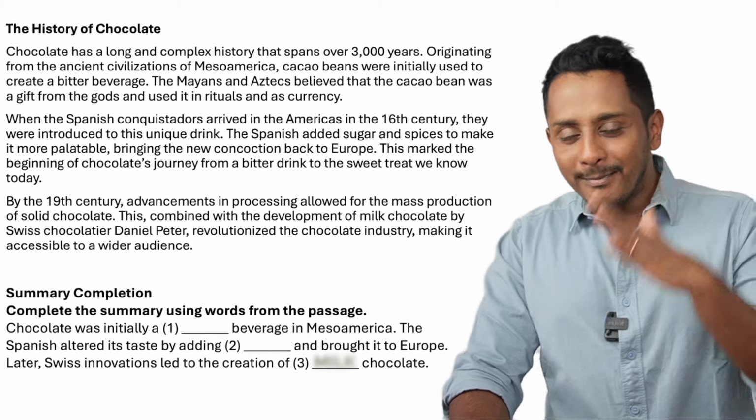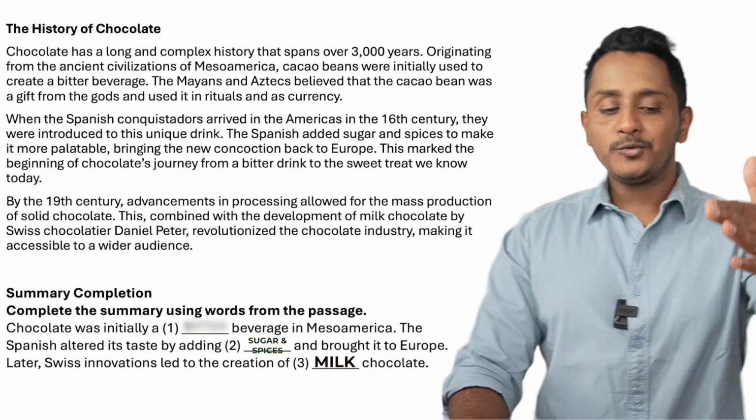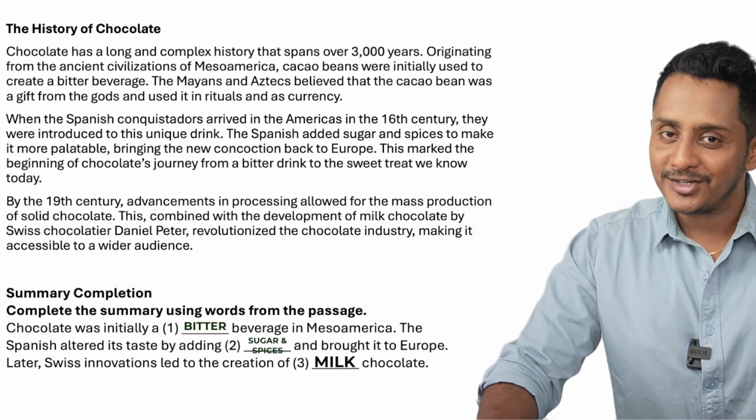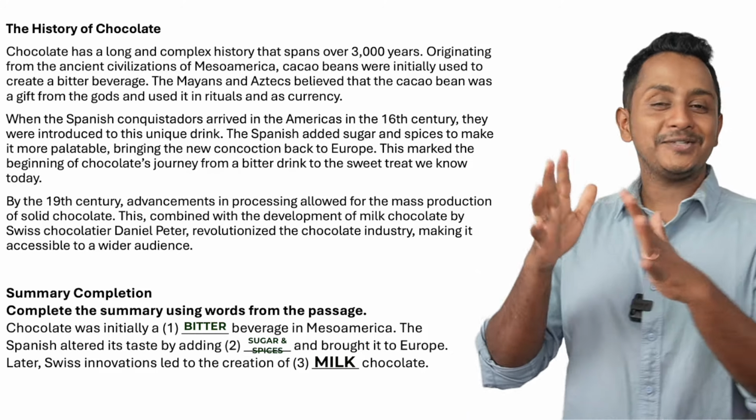The last one is milk. Second is sugar and spices, or sugar or spices. The first one is initially a bitter beverage. Hope you are getting it. So things are not very straightforward. It looks like, yes, it is very easy.